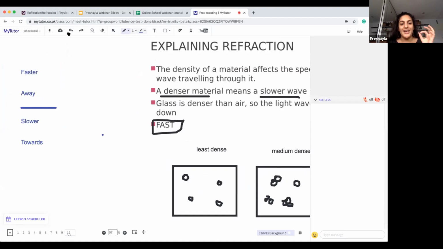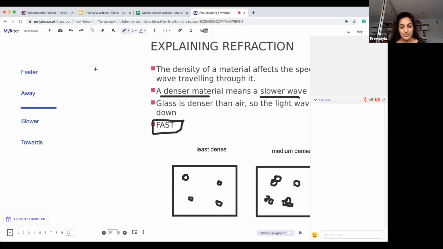So if we get faster, if our speed of light gets faster, i.e. we're going from a more dense to a less dense material, the light ray bends away from the normal. If we're getting slower, we go from air to glass, the light ray bends towards the normal.